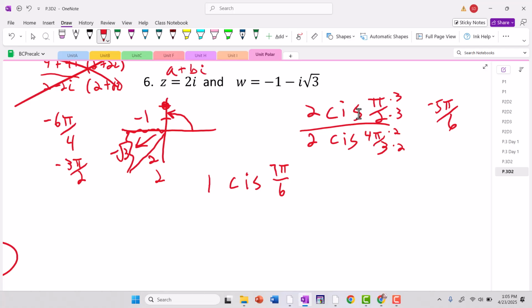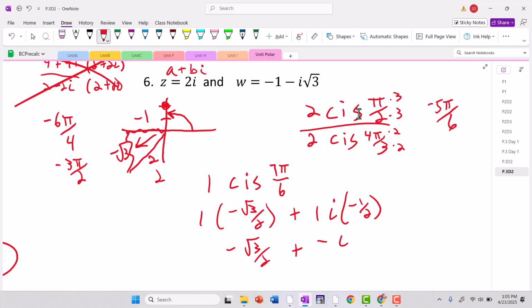Okay, and then 1, what's the cosine? What's the sine of a 30? Half. So what's the cosine? Negative root 3 over 2. And then what's the sine of a 30? Half, and it's negative. 1i, and I'll put it like this, -1/2. Kind of weird where to put the i. So final answer is negative root 3 over 2 plus negative i over 2, I guess? I don't know. Or i 1/2. I don't care where you put it.